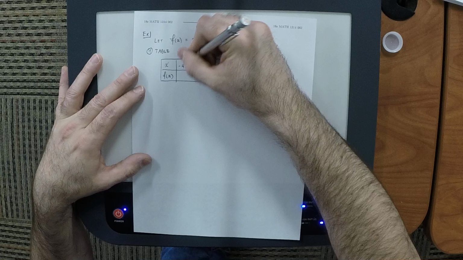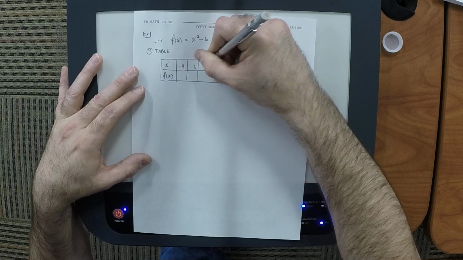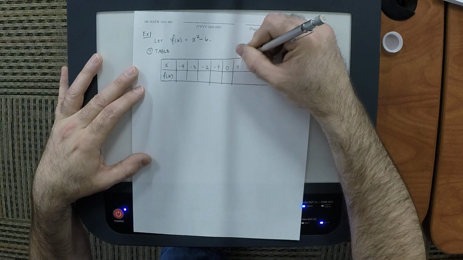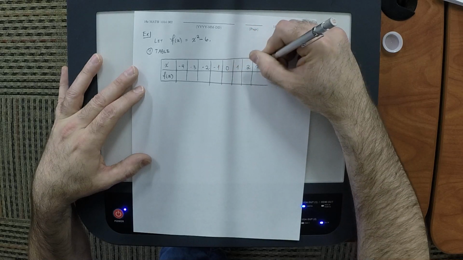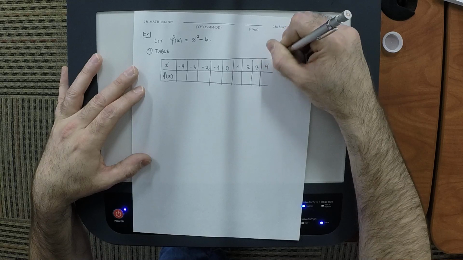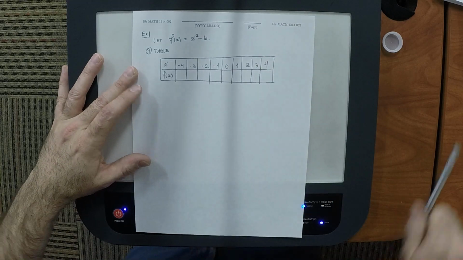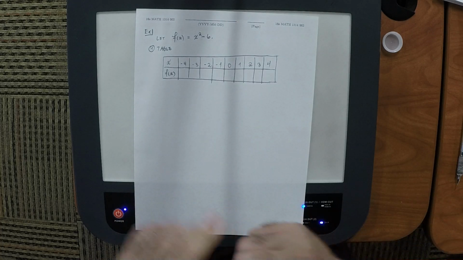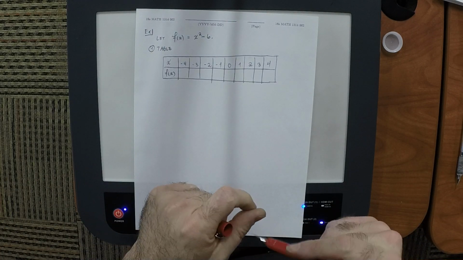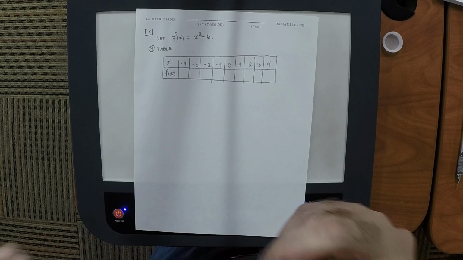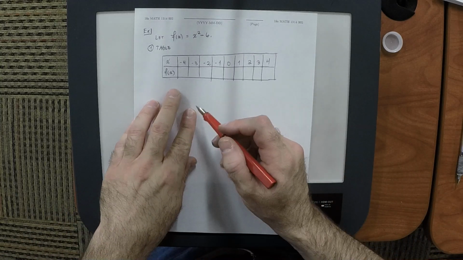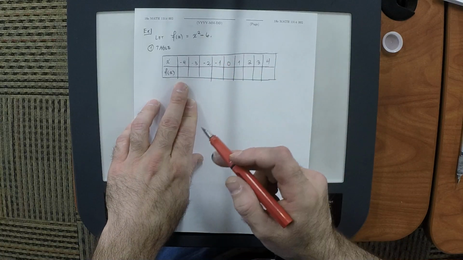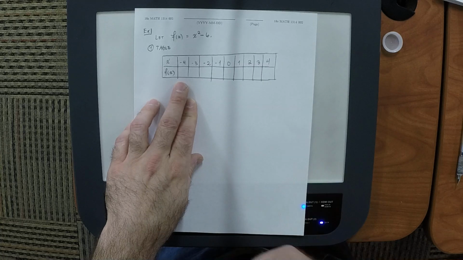So I'll take x values -4, -3, -2, -1, 0, 1, 2, 3, 4. We've made a table that looks like this before, but never with a function. But I imagine you can probably guess what I want. For every one of these x values, I want you to plug it into the function and tell me what it evaluates to.